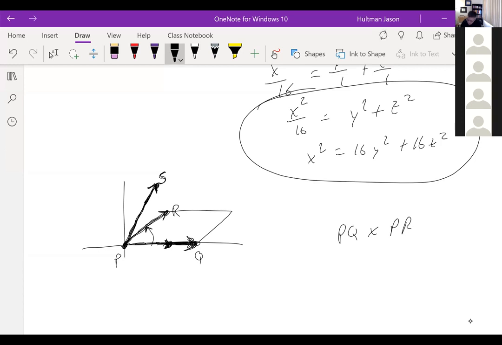Okay, so in order to find the area of this base, I have to cross product, and I want it to be orthogonal. I want it to be in the direction of S, basically. I want the cross product to be in the same direction. So I'm going to do my right-hand rule, right? PQ is going to go into PR. It's going to cross into.